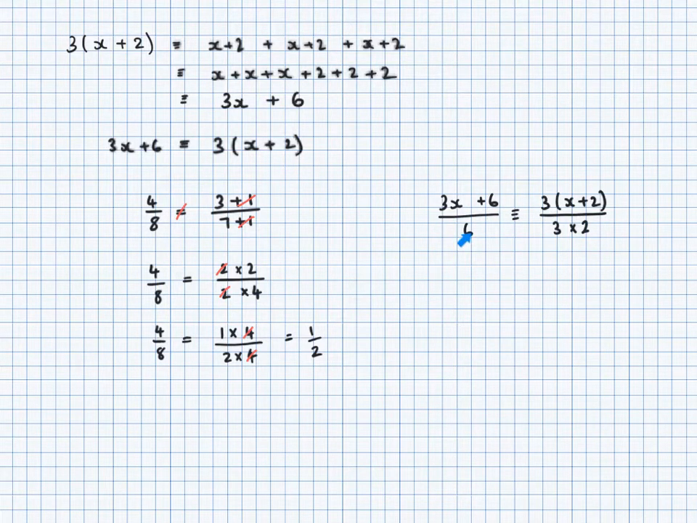So the 6 is 3 times 2, okay? And the 3x plus 6 is 3 lots of x plus 2, which we have here. So now I've got the top written as a multiplication, 3 times (x plus 2), and here I've got 3 times 2. So if I divide by 3 at the top, this 3 will cancel, and divide the bottom by 3, this 3 will cancel.